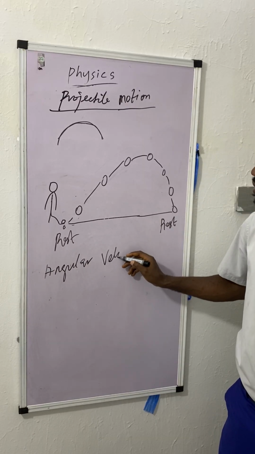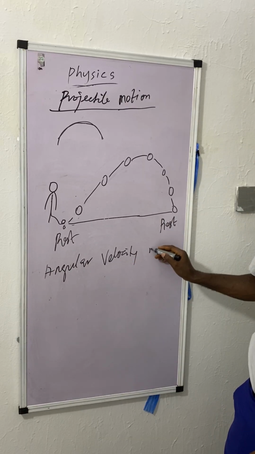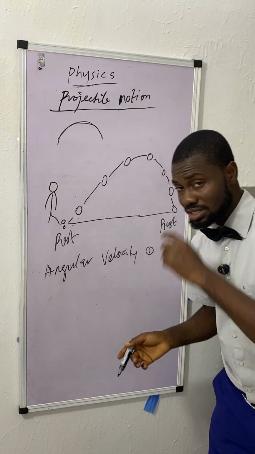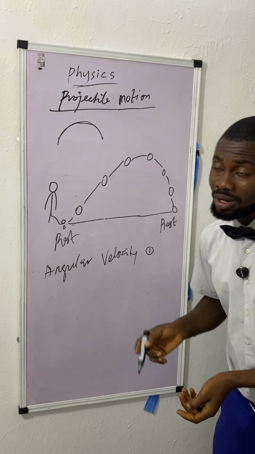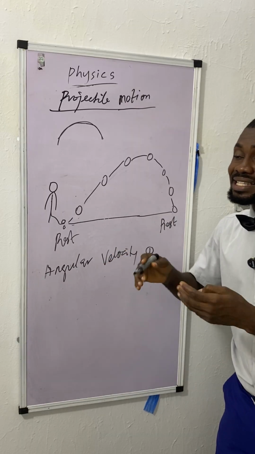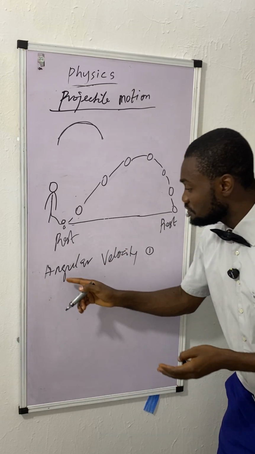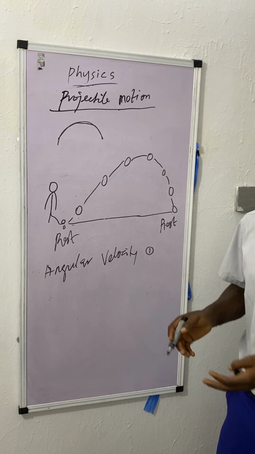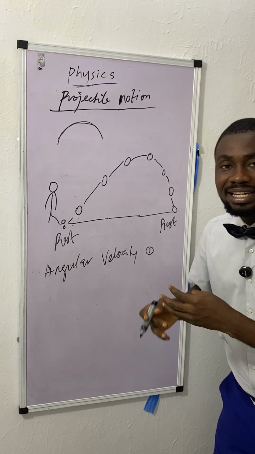This is the symbol. Angular velocity. We have to understand what it is. Angular velocity is velocity, the normal velocity we know, but it's a velocity that creates an angle. The velocity is determined by an angle. That's why it's called angular velocity. It moves in an angle. It is created in an angle.